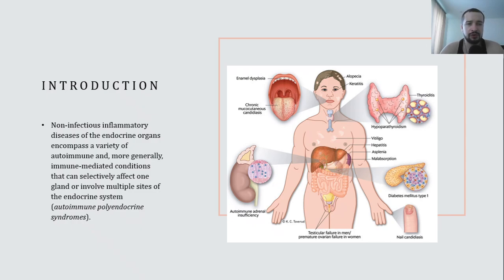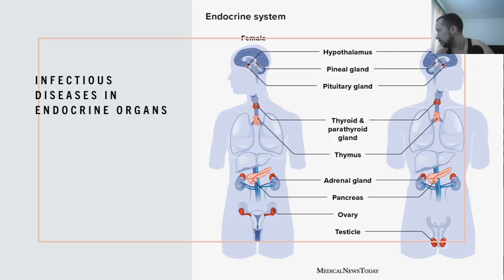Non-infectious inflammatory disease of the endocrine organs encompass a variety of autoimmune and more generally immune-mediated conditions that can selectively affect one gland or involve multiple sites of the endocrine system, autoimmune polyendocrine syndromes. Infectious disease in endocrine organs. This picture repeats the endocrine organs, but in this picture we don't see one very important endocrine organ, but of course we see the male and female.